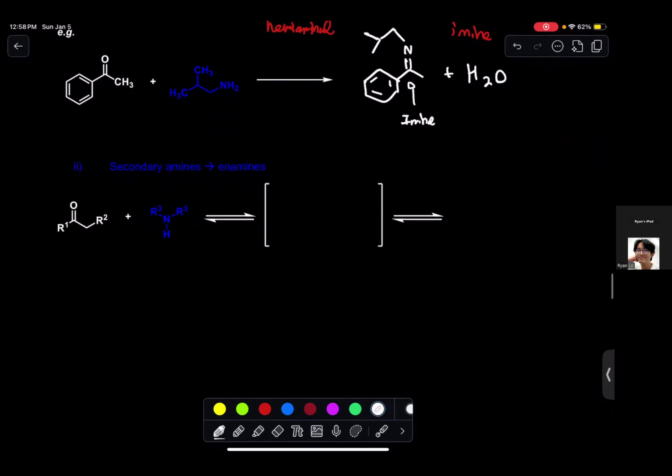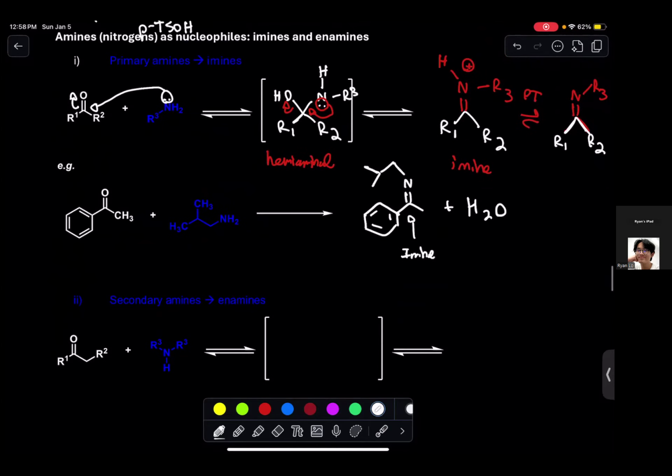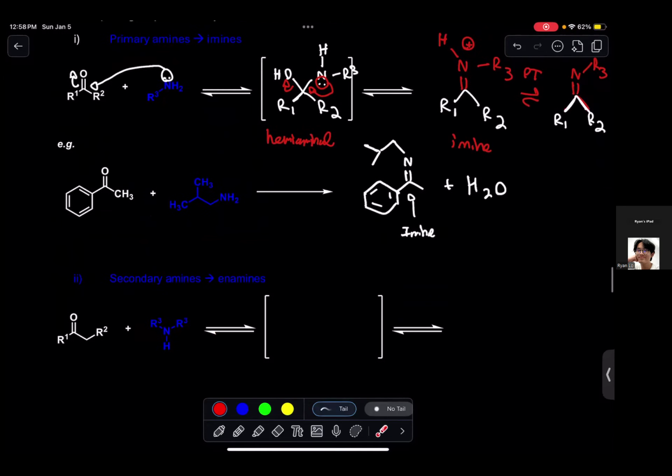All right, cool. So what happens if you have a secondary amine? As you can see here, right at the beginning, we had a primary amine, which means there's only one thing attached to it. Now, what happens if we have two things attached to it? R3 is on both sides. Great. R groups on both sides. Well, you're going to form a bit of a different product.